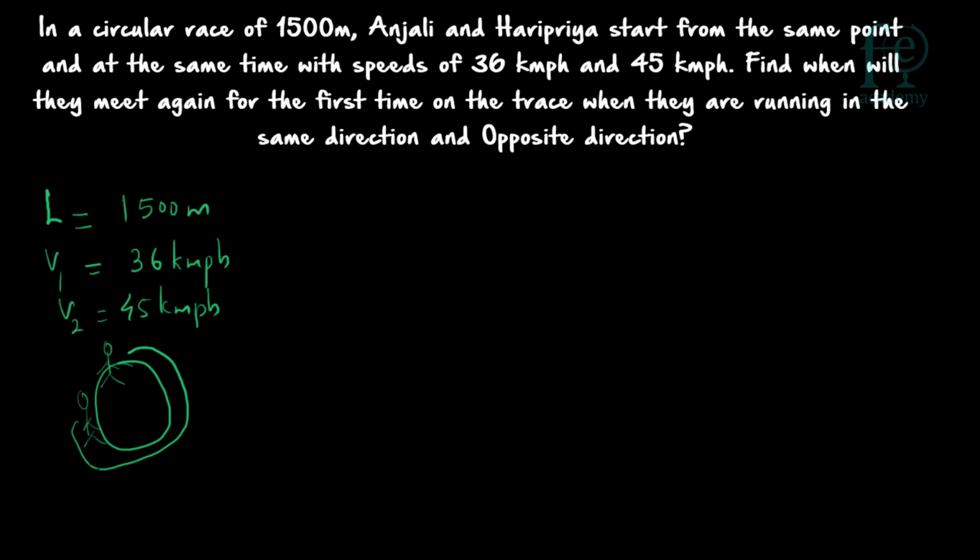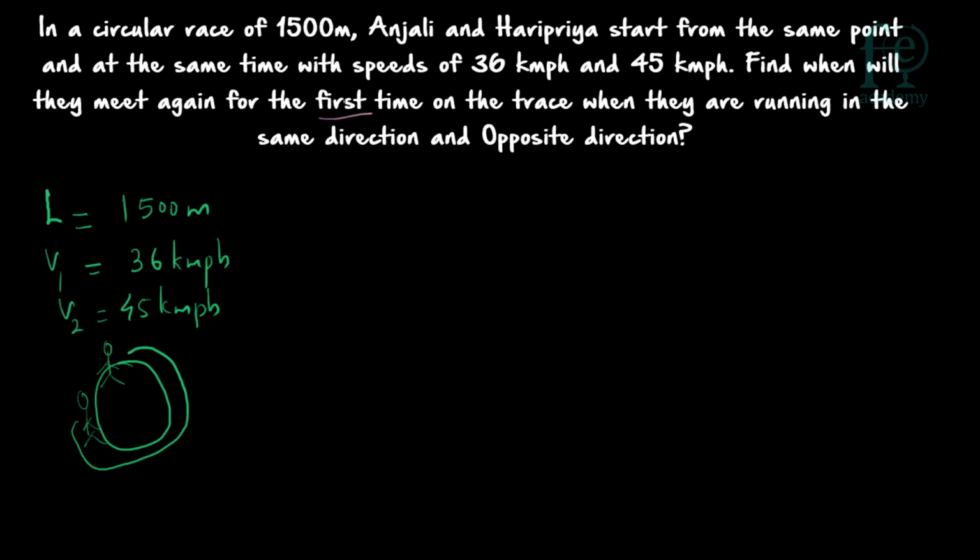Haripriya should travel a distance equal to the circumference of the circular track, or the length of the circular track. Only after Haripriya completes one round more, she will be able to meet Anjali at the same point. Haripriya has to complete the entire length of the circular track in order to meet Anjali at a point. So if that is the case, how can you find out when they will be meeting for the first time?